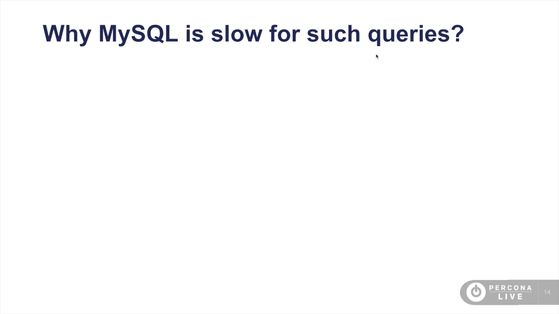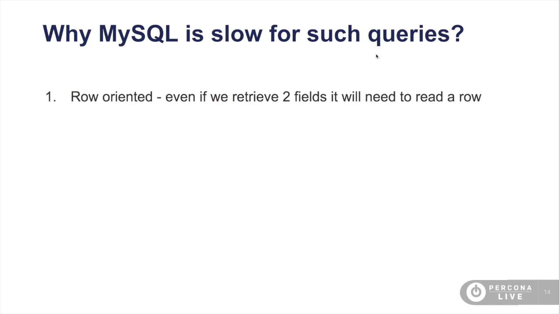So why is MySQL slow for such queries? Any guesses? By design, I mean. All right, so first of all, it's row-oriented. So this client visit table, for example, we are only retrieving a couple of columns, a couple of fields. But we need to retrieve the whole row.